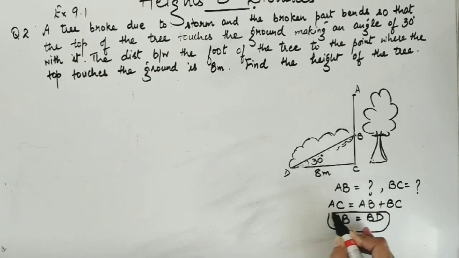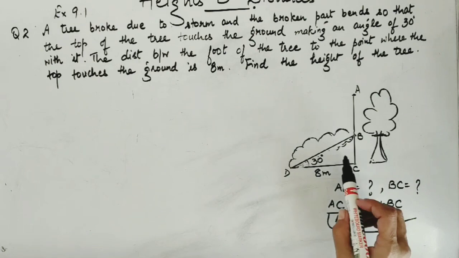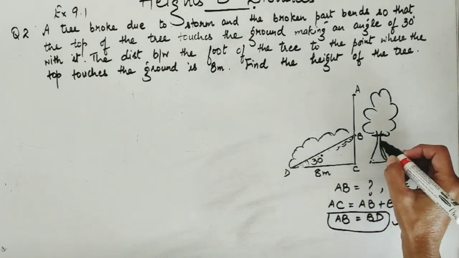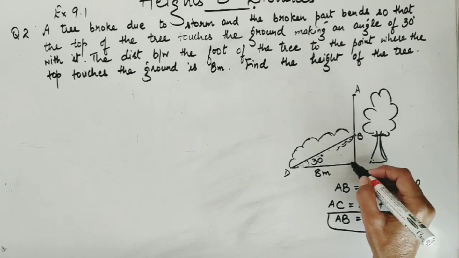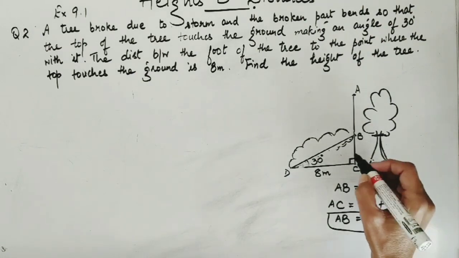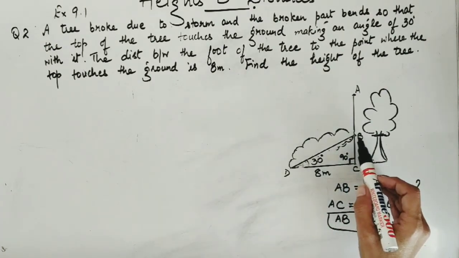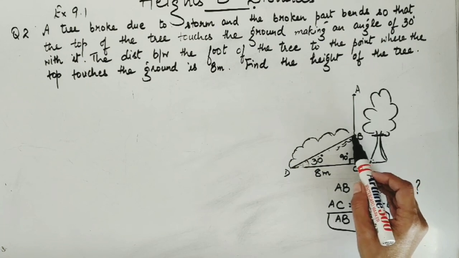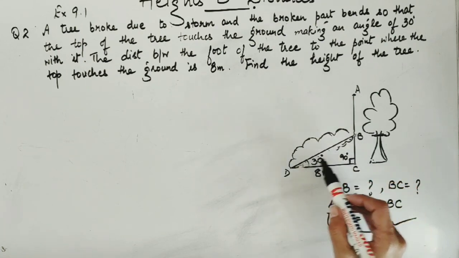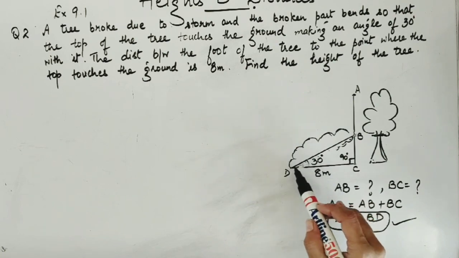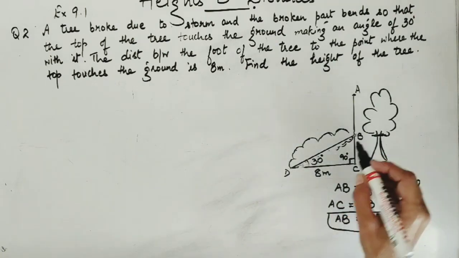This is important. Okay, now let's deal with this right angle triangle. It is a right angle triangle since the tree touches the ground, and the vertex C has a 90-degree angle. We can straight away apply the concept of T ratios. BCD is a right angle triangle where angle D is 30 degrees.